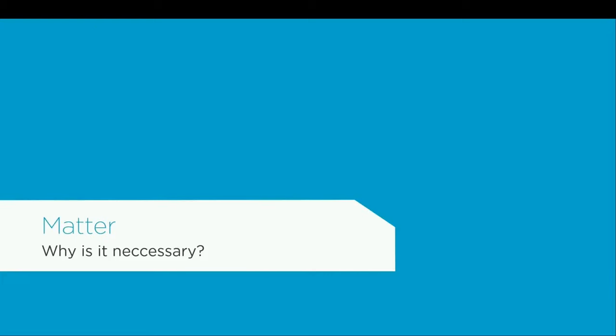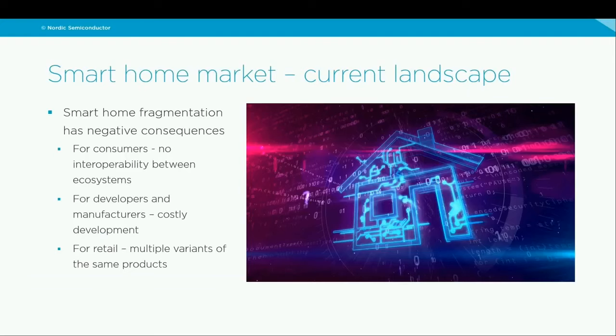So first, let me start with the project justification. Why is Matter needed or even necessary? Today, the smart home market is very fragmented. It has several negative consequences, which in turn slow down smart home market development.